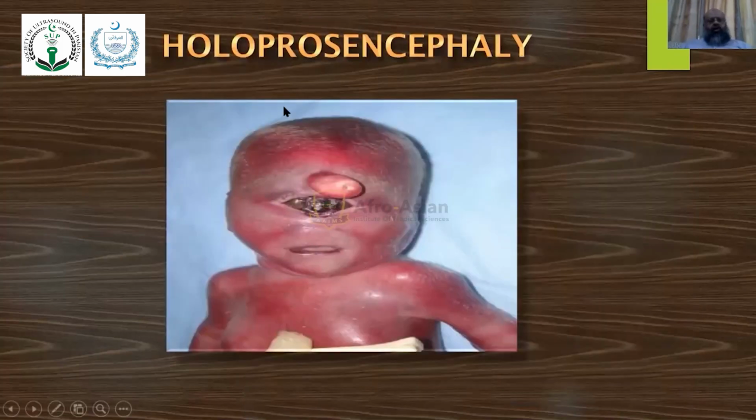Then is holoprosencephaly. Holoprosencephaly, as we saw in the differential diagnosis slide, will have mid-face abnormalities. Fused thalami, which can be partially or completely fused. There is a single eye and a structure at the center, which is called proboscis.